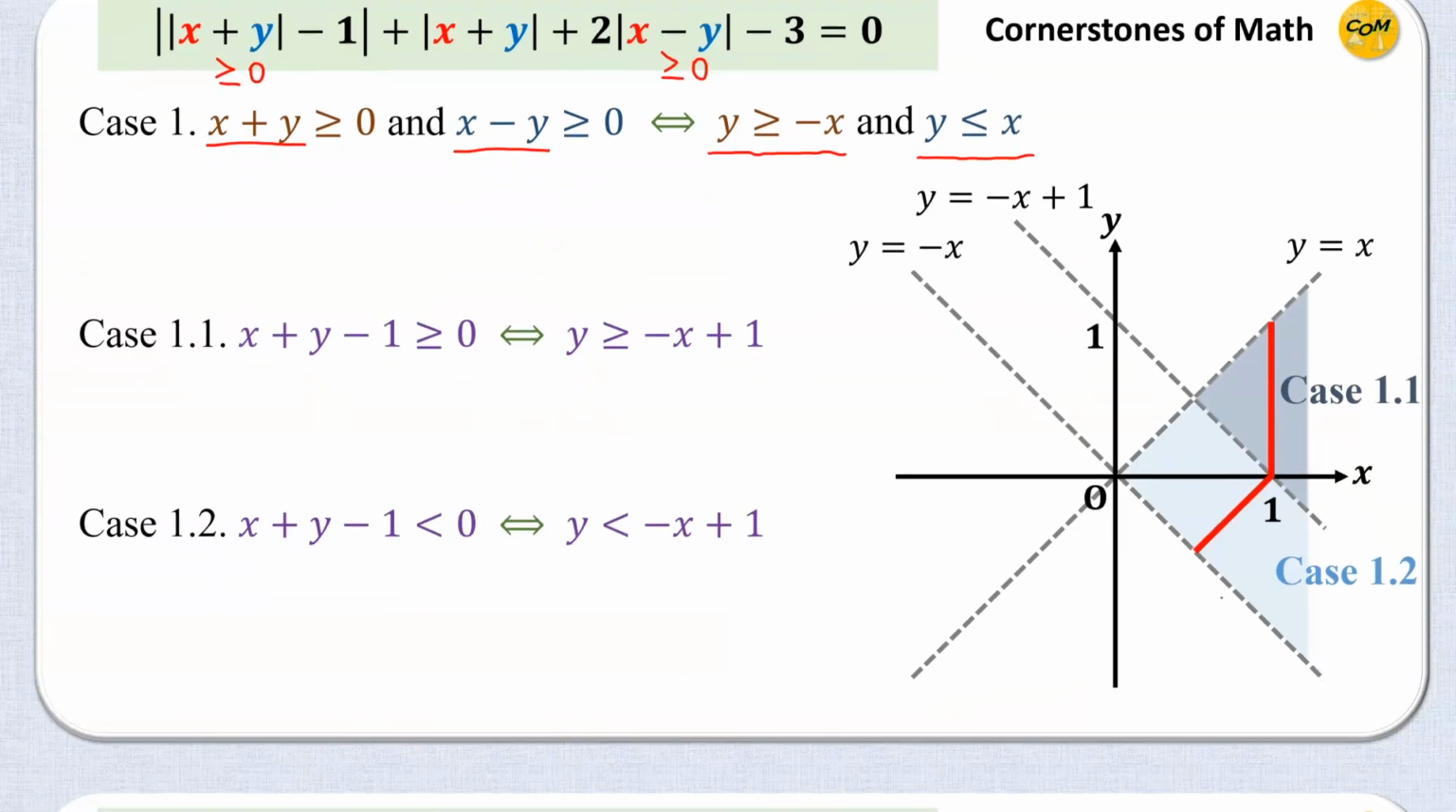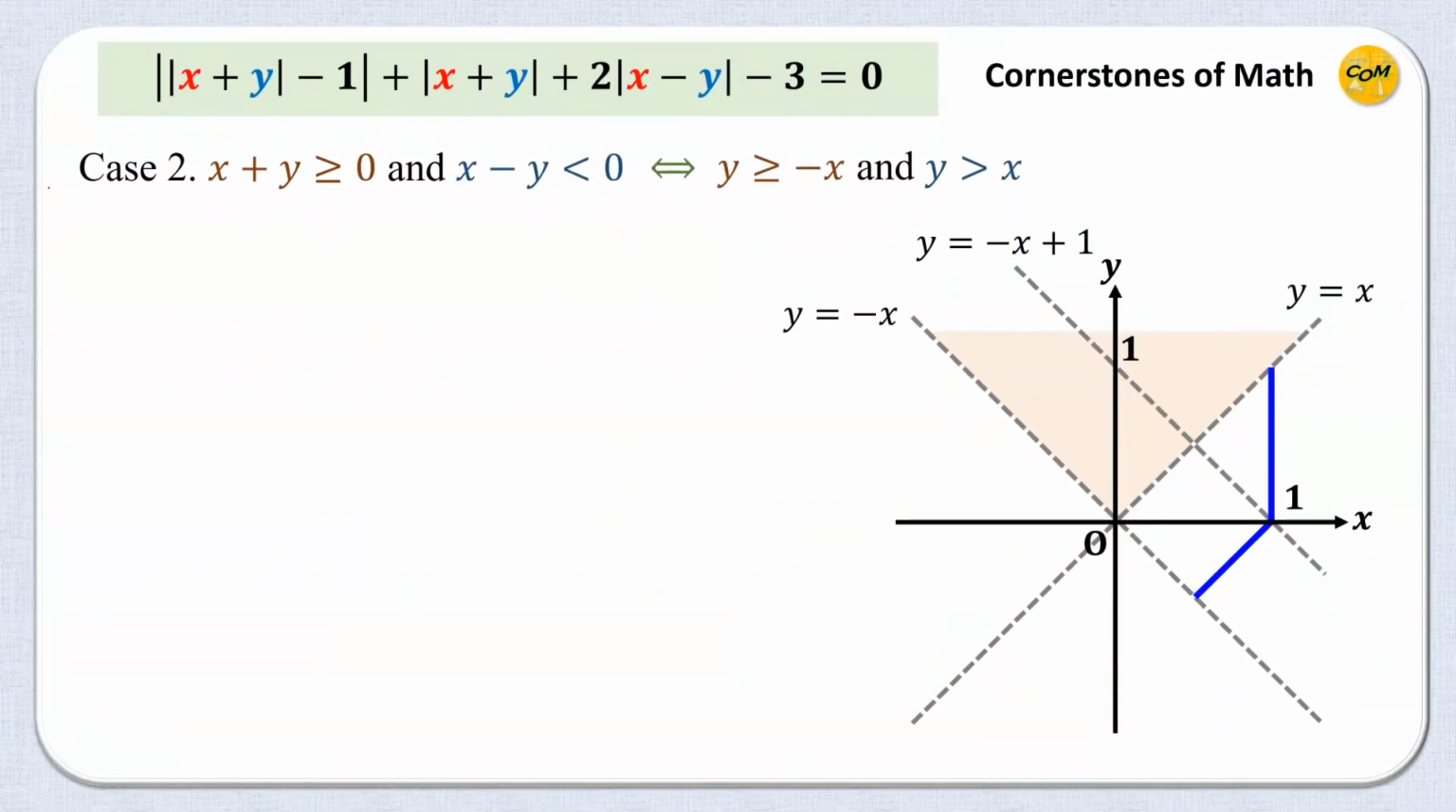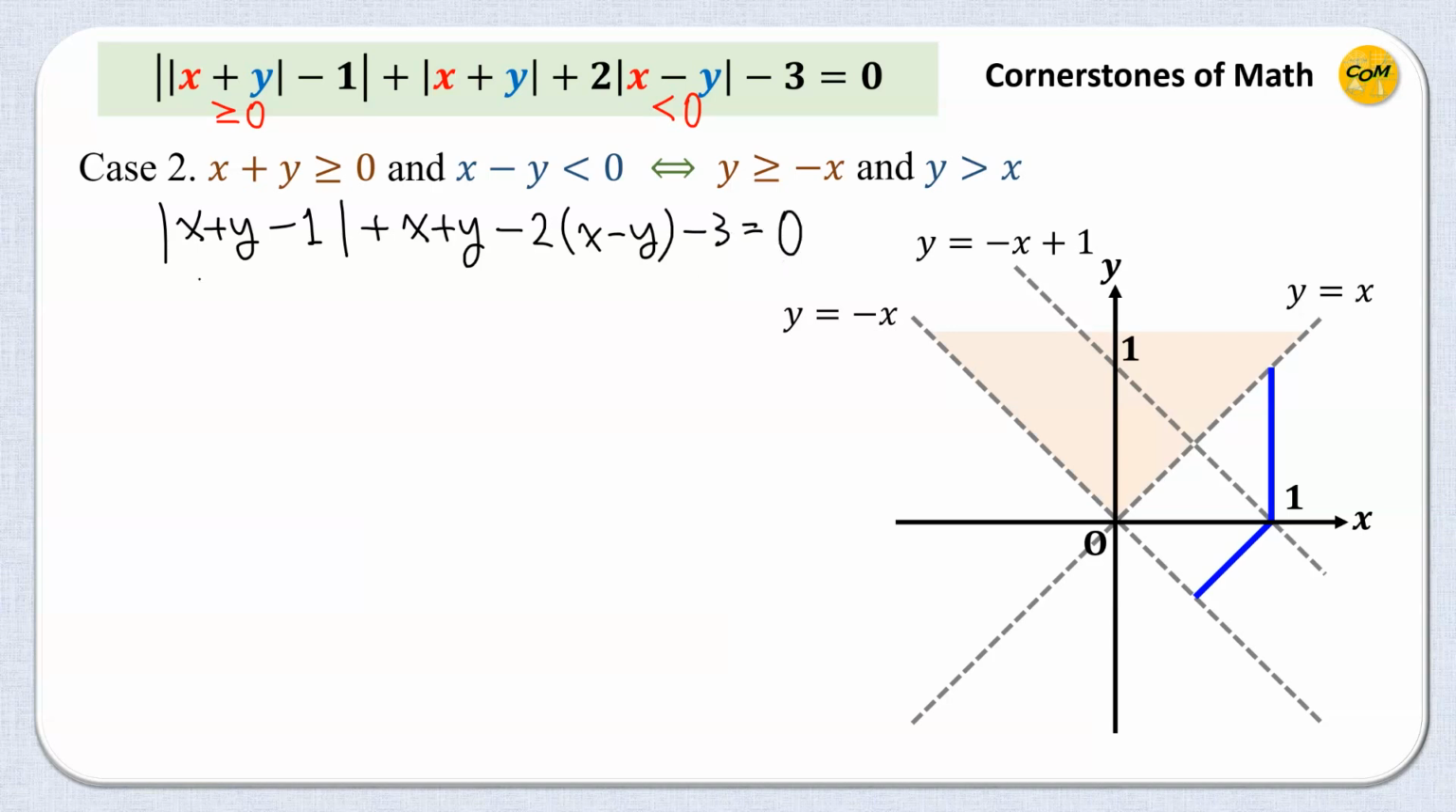So now we move on and consider case 2, where x plus y is greater than or equal to 0 and x minus y is less than 0. Here, absolute value of x plus y simply becomes x plus y. But absolute value of x minus y now requires a minus sign when the absolute value is removed. So we have minus 2x minus y here. So now we have absolute value of x plus y minus 1, minus x plus 3y minus 3 equals 0.